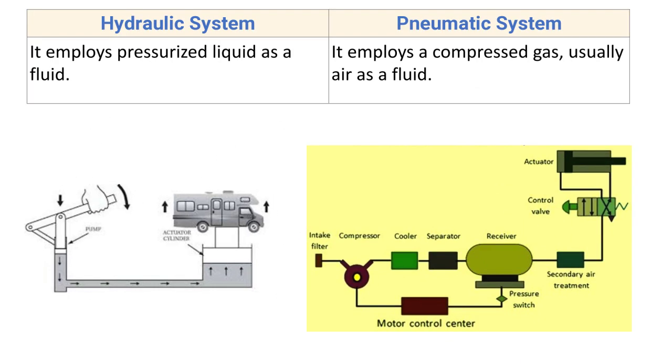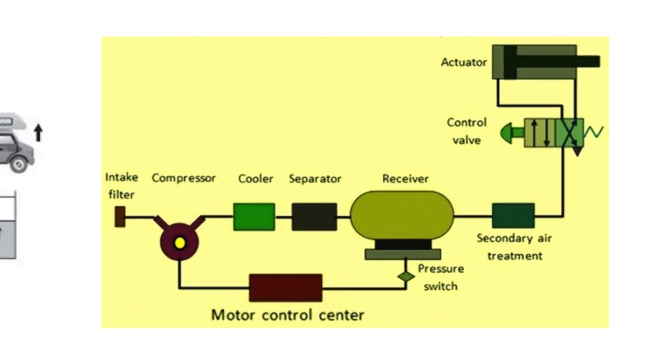Now the pneumatic system. The pneumatic system employs a compressed gas, usually air, as a fluid. So here you can see a schematic of a pneumatic system. Now the intake filters are used to filter out the air and it is then supplied to the compressor. The compressor is used to compress the working fluid which is in the form of air.